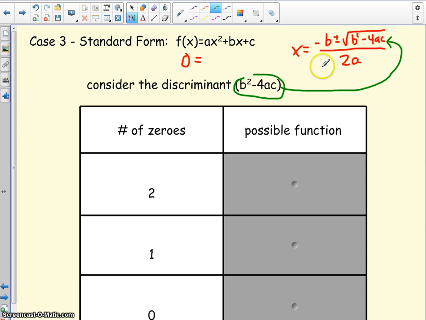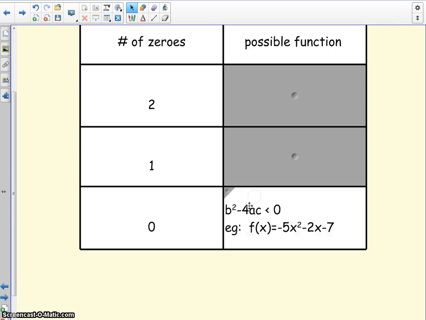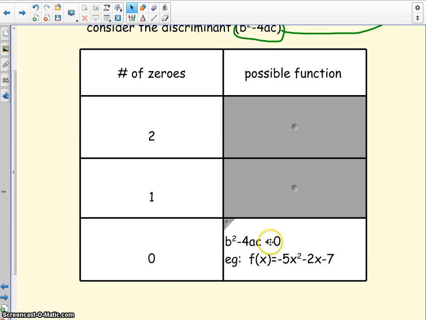Let's say what's under the square root was negative. Then we'd have a negative number underneath the square root. Well, we can't take the square root of a negative number, so that would mean this equation would be impossible to evaluate. So if what's underneath the square root is negative, it's telling us that we have no zeros. For there to be no zeros, the discriminant b squared minus 4ac is less than 0, or negative.